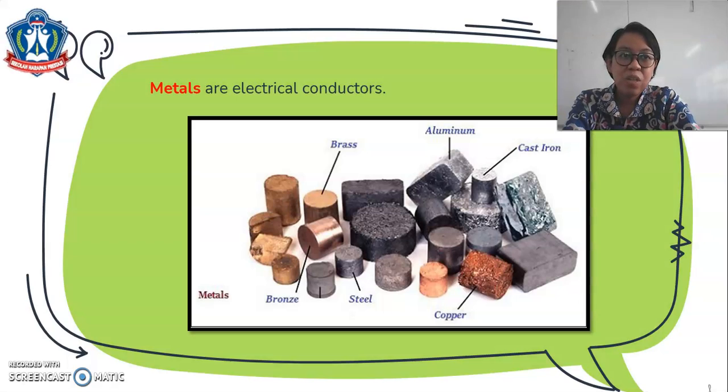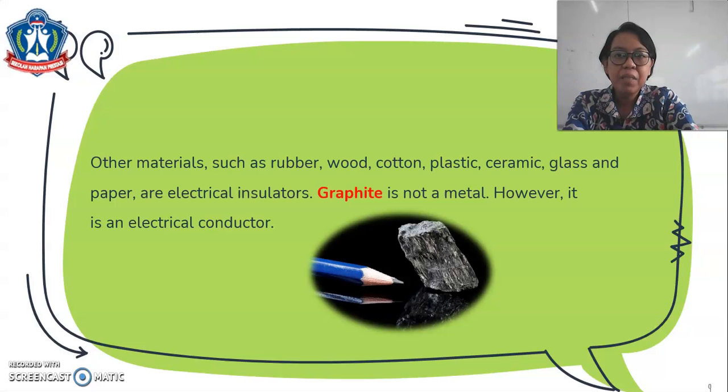Metals are electrical conductors, and here are some examples of different kinds of metals. We have brass, bronze, steel, aluminum, cast iron, and copper. Other materials such as rubber, wood, cotton, plastic, ceramic, glass, and paper are electrical insulators. Graphite is not a metal. However, it is an electrical conductor.